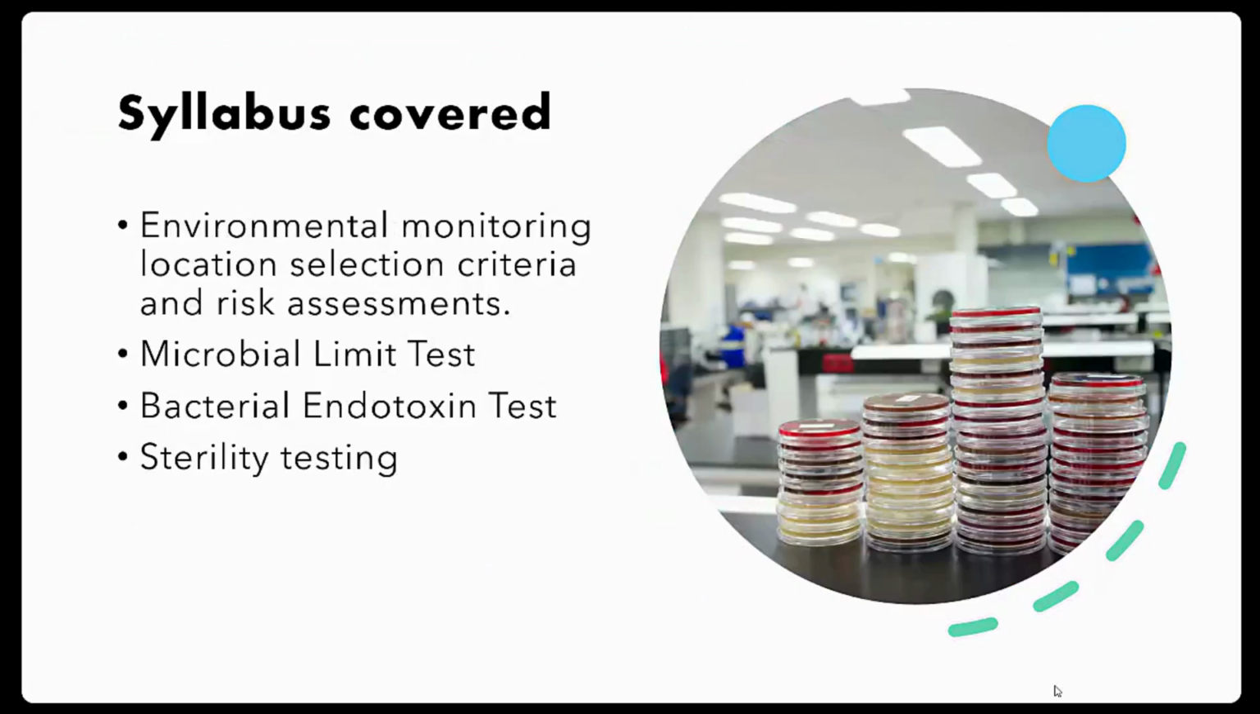The next chapter is how the selection of locations for environmental monitoring will be done. We'll expose the plates at different locations. Where there are more chances of contamination, those sampling locations should be chosen, and a risk assessment should be performed for each and every location. And how many locations should be selected will also be covered in the risk assessment.